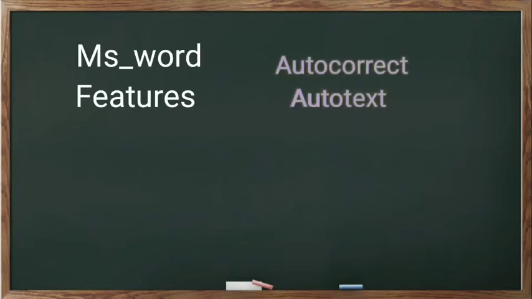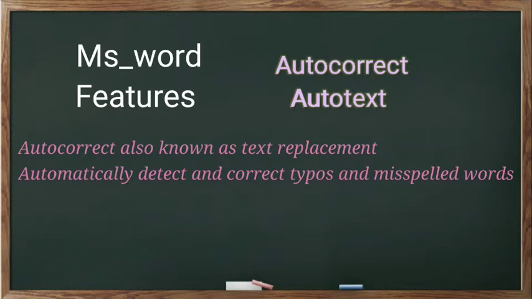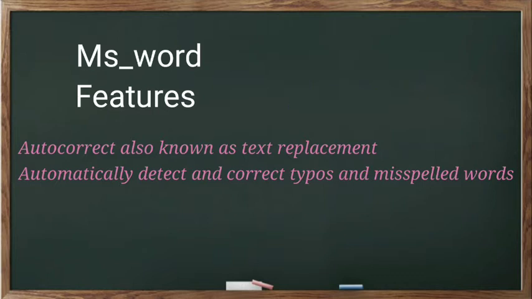In this video, you will learn about two main MS Word features. One is autocorrect and auto text. Autocorrect is also known as text replacement. It automatically detects and corrects typos and misspelled words. It quickly inserts symbols and any long piece of text.